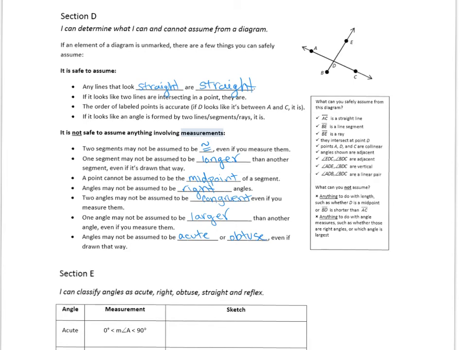So looking at this diagram, I can say things about the positioning of the points, the positioning of the angles, their intersections, and I can assume that lines are straight. But anything to do with length or measurement, I cannot assume. So I can't determine if something's a midpoint. I can't tell you if something is shorter than something else. That's basically what it boils down to. There's so little that you can assume from a diagram until we start marking things.